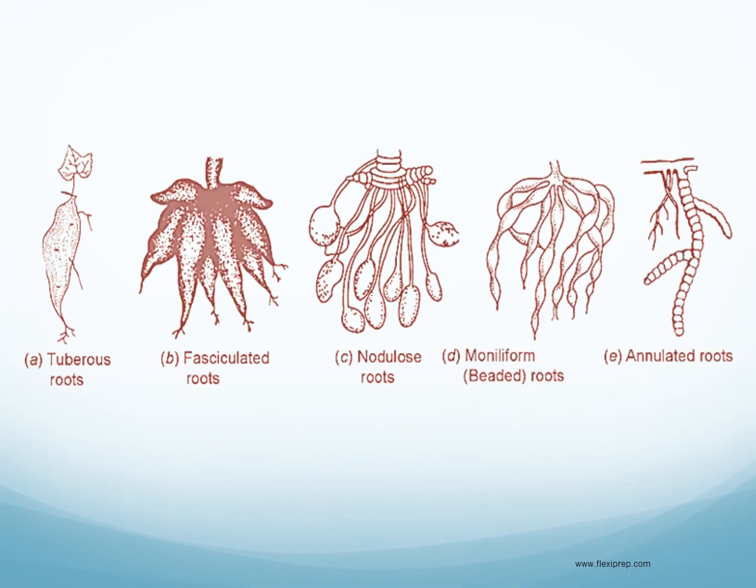So these are the different pictures of the modified adventitious roots. So we see a tuberous root as we see this in sweet potato. We have fasciculated roots where a bunch of roots are arising from one point. Then we have nodulose roots where the roots are swollen at the tips. Moniliform or beaded roots. We see these roots in spinach. And we have annulated roots. So these are the different modifications of the adventitious roots.